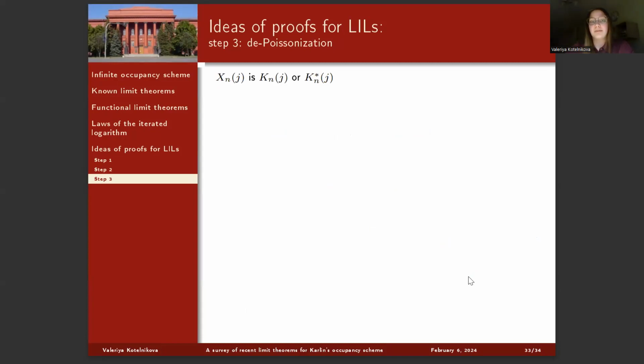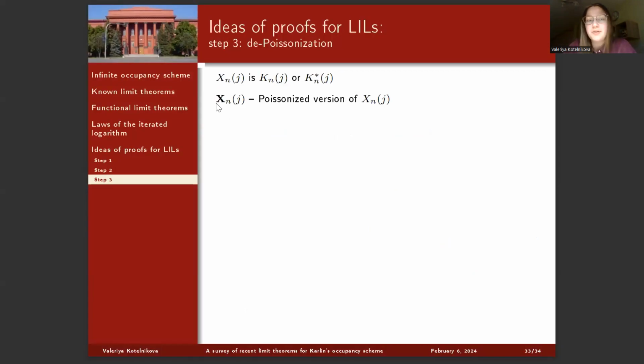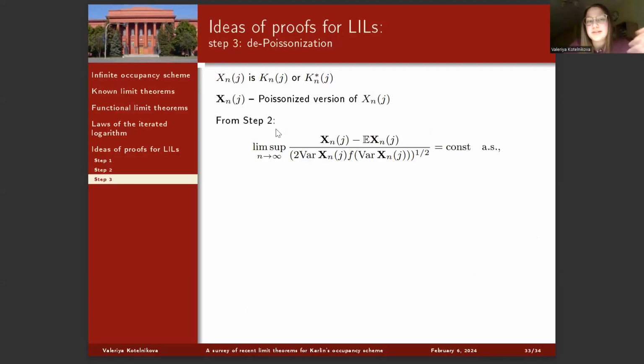And now we are back to Poissonized and deterministic Karlin's occupancy scheme. Let me remind that by X we denoted either the number of boxes containing at least or exactly J balls. And I'm going to denote by bold X the Poissonized version of this deterministic characteristic X. I will refer to them as Poissonized X and deterministic X. And from step 2, we have that the law of iterated logarithm holds for the Poissonized version, so for bold X.